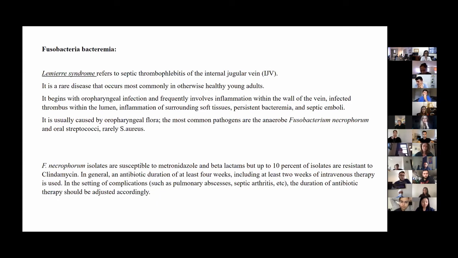Again, Flagyl works, it's an anaerobe. But oftentimes, because it usually comes from the oropharynx, we worry about strep as well. We use Unasyn or ertapenem just because that's easy outpatient daily dosing. But because it involves thrombophlebitis, it's a long-term treatment. And they can be quite sick. So just to remind you of Fusobacterium, the Lemierre's syndrome. Okay.